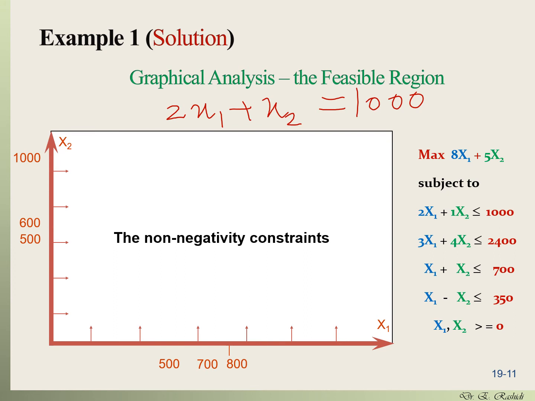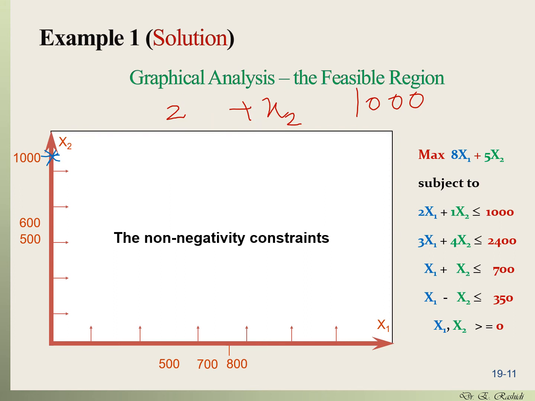Generally it's easier to assign one of the variables equal to 0 and find the value for the other. So for example, I set the variable x1 equal to 0. That means that x2 is equal to 1000. So this is this point right here. As you see here, it is 1000. So this is x1 0 and x2 1000.